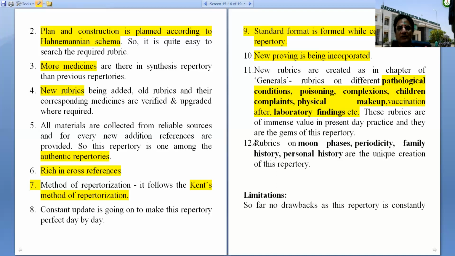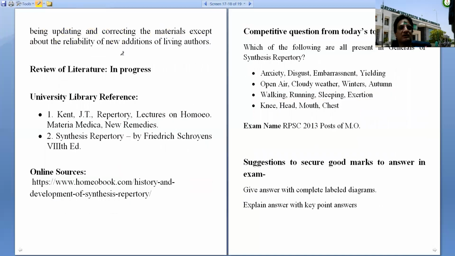Then another beauty: rubrics on moon phase, periodicity, family history and personal history you will find here, which are very unique to this repertory. And the limitation: there are no drawbacks of this repertory except that the data of the new living authors needs to be authenticated.